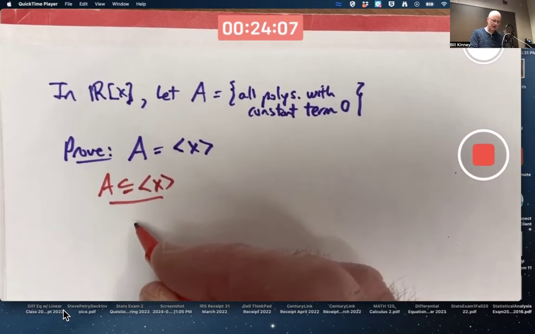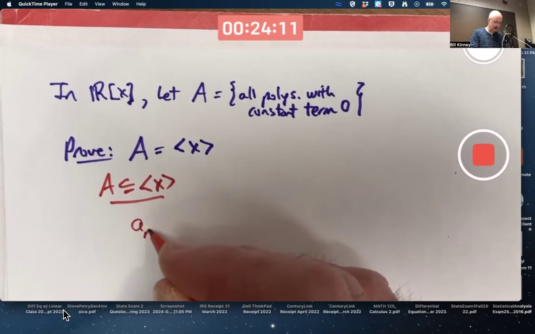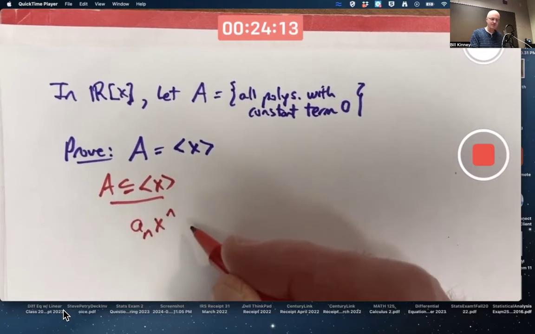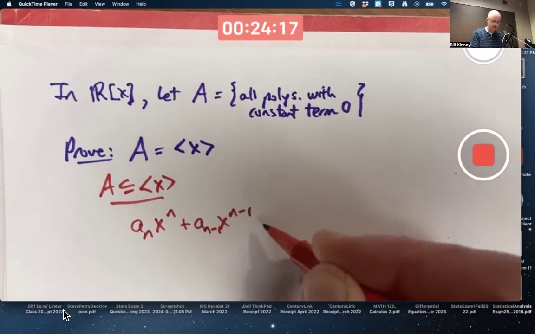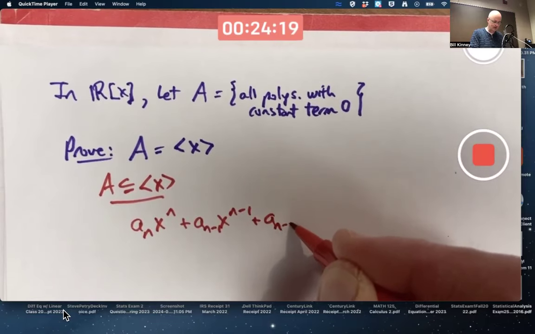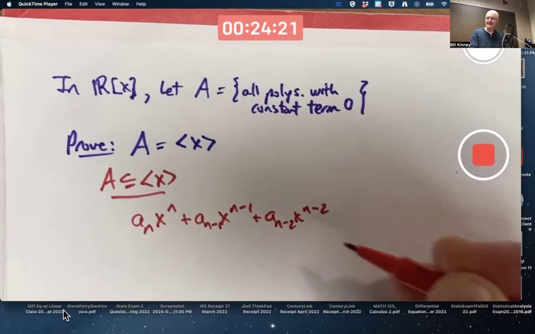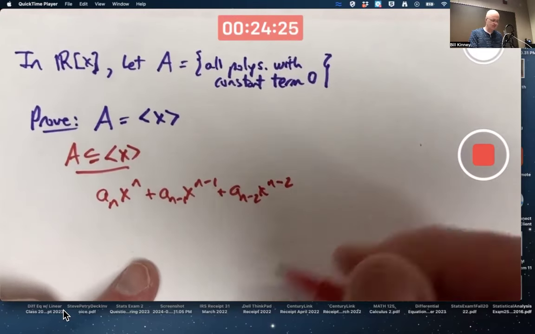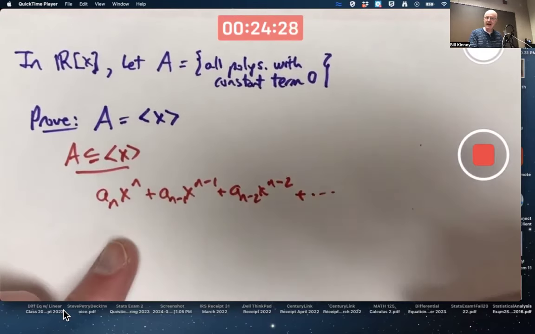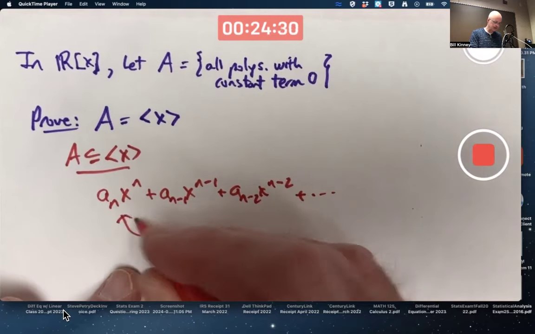Give me an arbitrary polynomial. How could I write an arbitrary polynomial? Well, maybe like a_n x^n plus a_{n-1} x^{n-1} plus a_{n-2} x^{n-2}. I don't know what the degree is, so I'm doing an arbitrary degree n here, plus, etc. These a's are all real numbers.